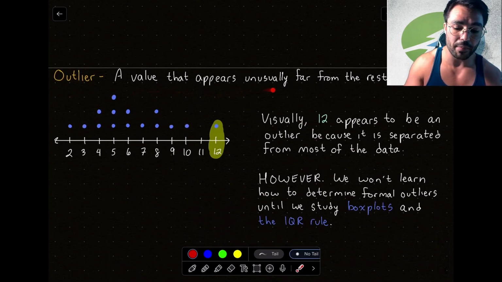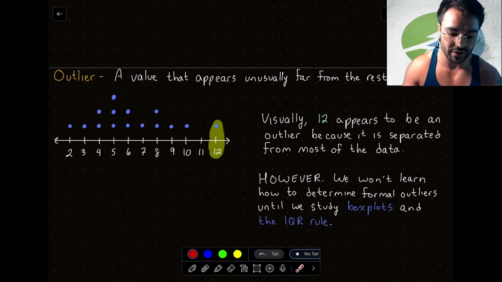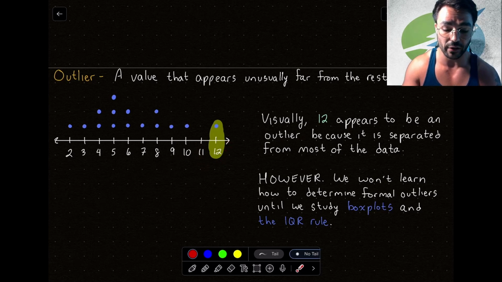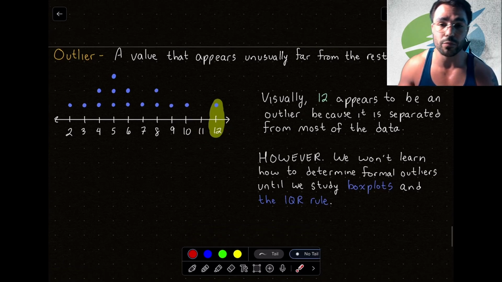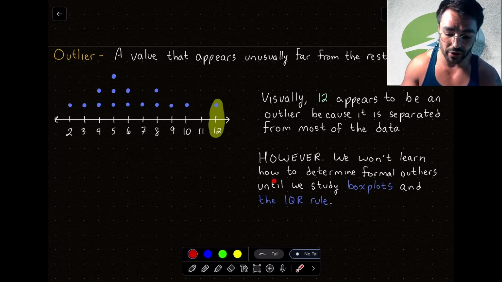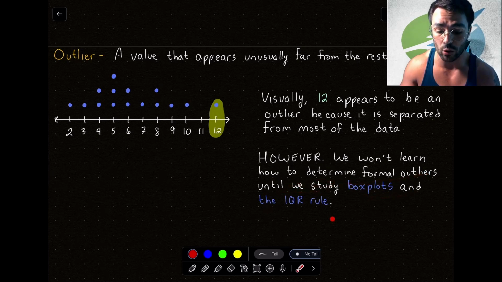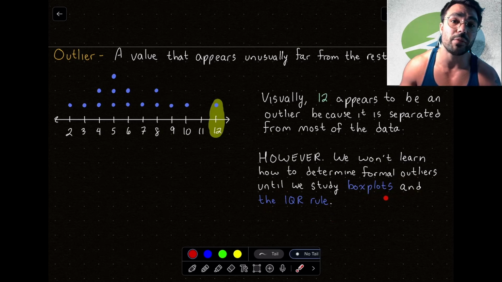Outlier, a value that appears unusually far from the rest of the data. Now, visually, looking at our dot plot, 12 appears to be an outlier because it's separated from most of the data. Because of our gap here at 11, 12 appears to be an outlier. However, we're going to go into more detail on outliers in a later video. We won't learn how to determine formal outliers until we study box plots and the IQR rule. Box plots will be covered in a later video.